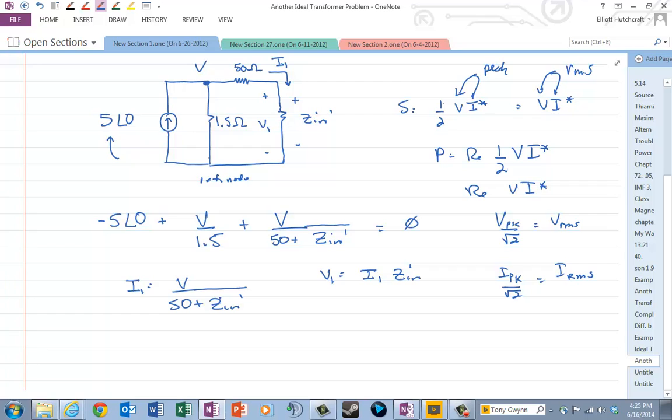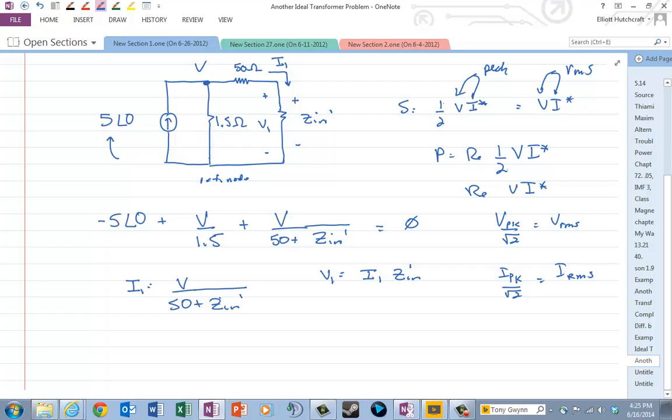Let's see, where was I headed towards? Okay, so obviously, these two forms give you the same thing: 1/2 V I conjugate for S if the V and the I are in peak, V I conjugate if they're in RMS. Those two forms are the exact same.